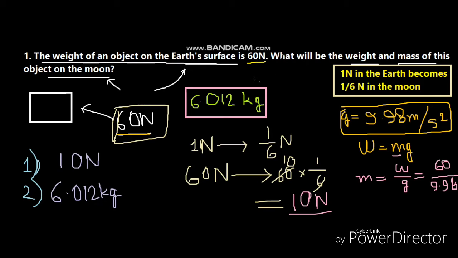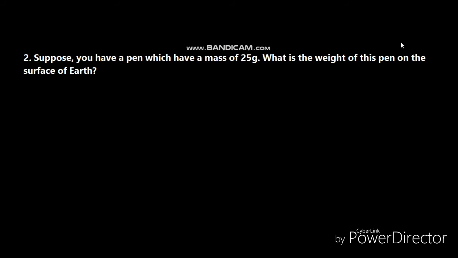So let's continue on the second problem. So where is the second problem? And let's read the question first. Suppose you have a pen which has a mass of 25 gram. Look at this, not kilogram. Here we are given information in the unit of gram, 25 gram, not kilogram. And what is the weight of this pen on the surface of Earth?